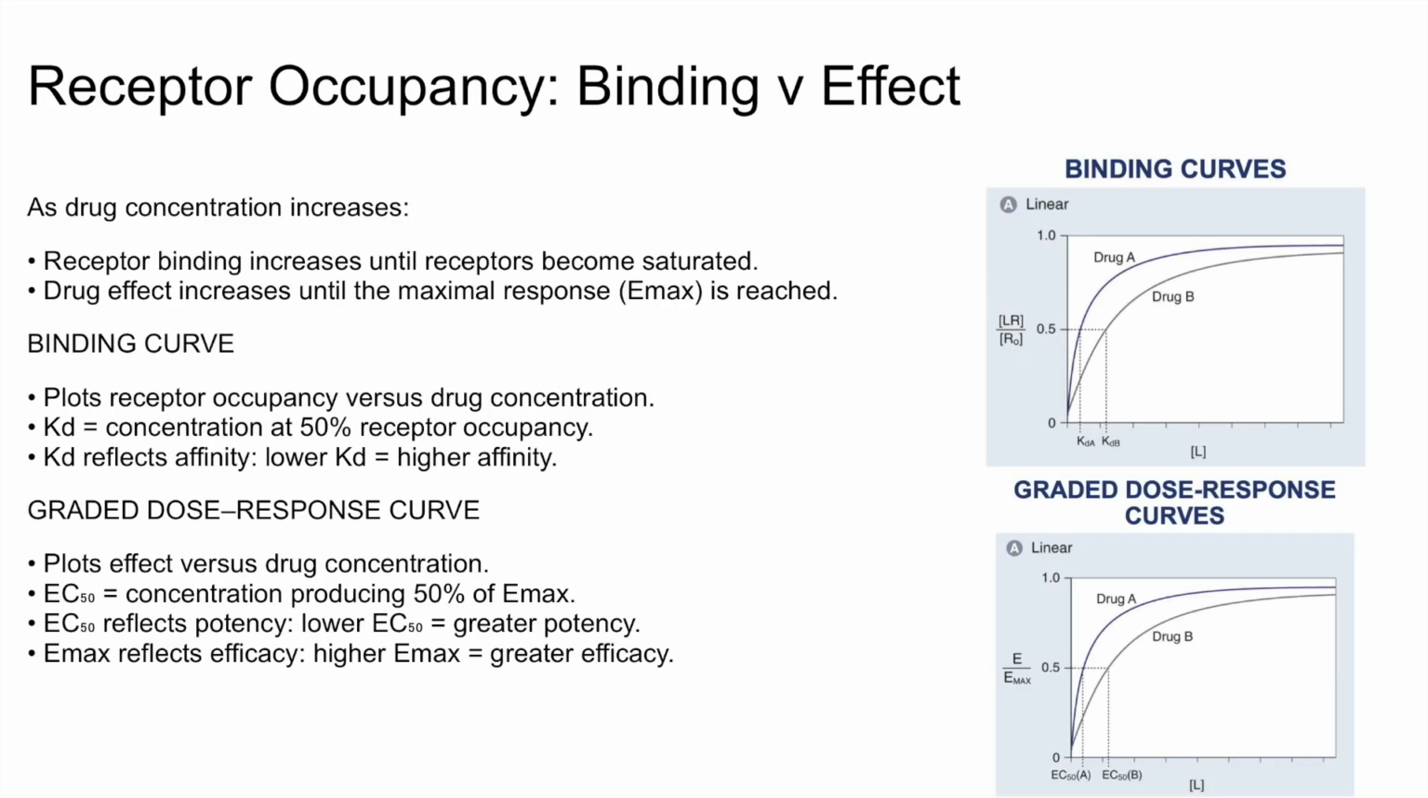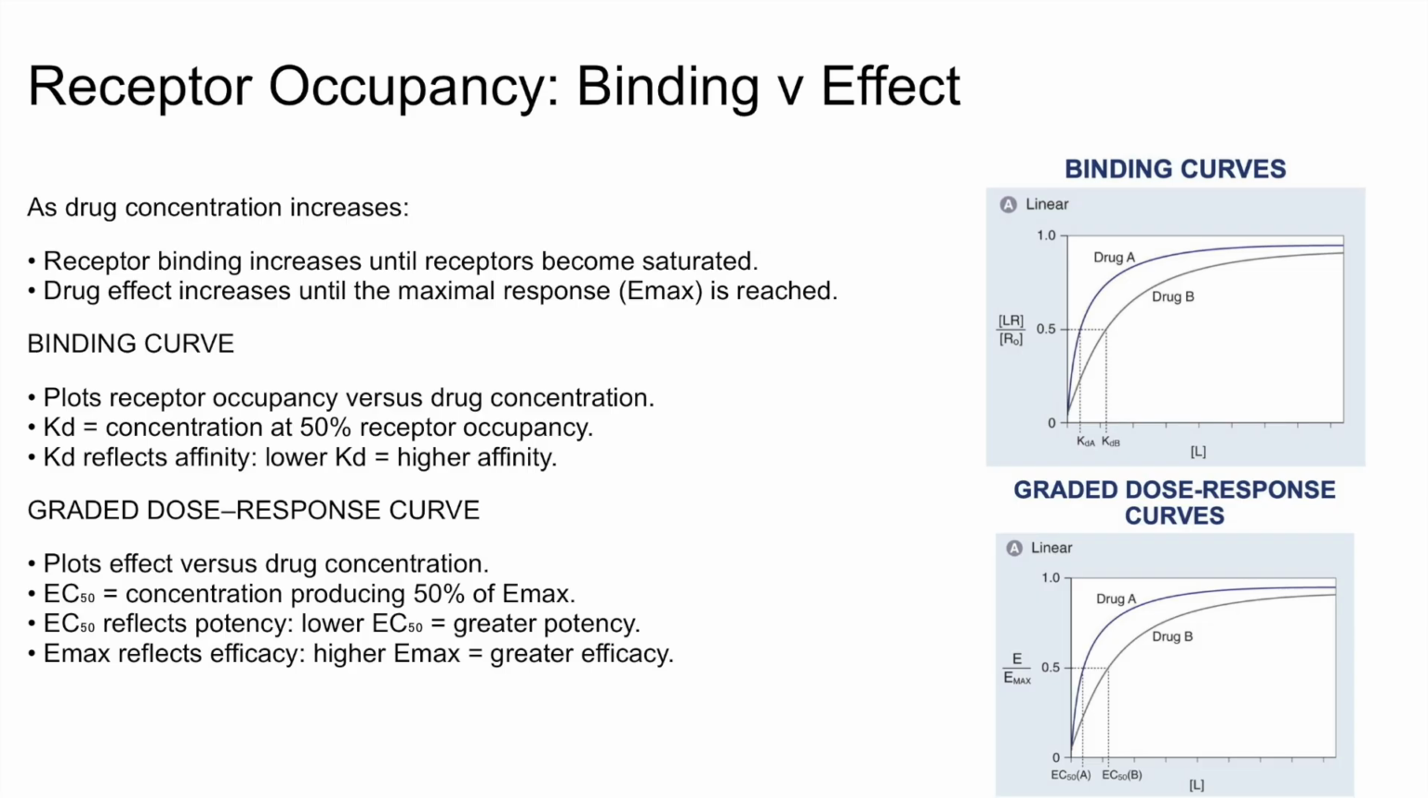Binding and effect are related, but they're not identical. A binding curve plots receptor occupancy against drug concentration. As the concentration rises, occupancy increases until the available receptor becomes saturated. KD is the concentration at which 50% of the drug receptors are occupied. So a drug with lower KD has a higher affinity and appears farther to the left on this binding curve.